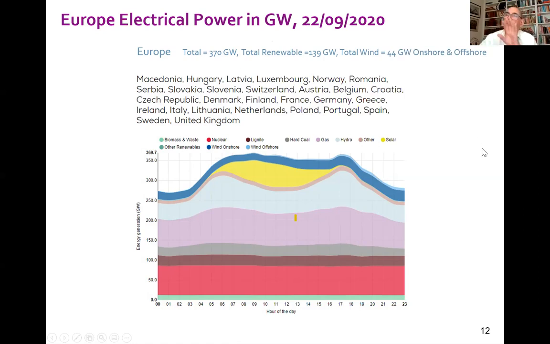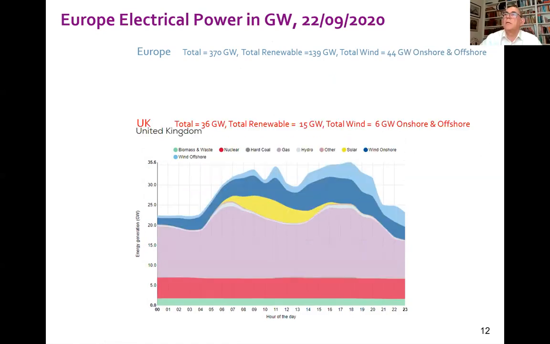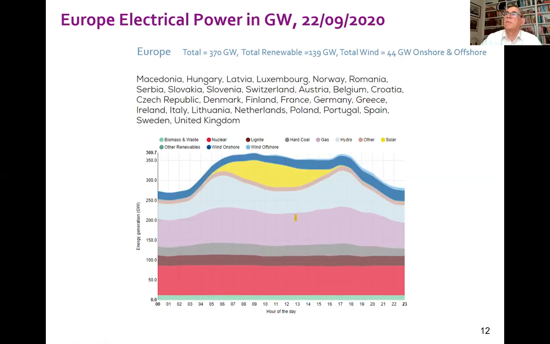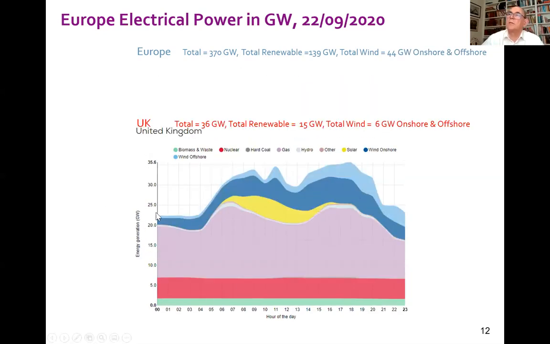Okay, so I just want to now narrow down to the United Kingdom. This is the United Kingdom's graph. It's got a different scale. And you can see that the UK is generating 36 gigawatts of electricity on this day. It's about a tenth of the whole of Europe, okay? Our renewables is 15 gigawatts. It's more than a tenth. We have more renewables because we're an island, because we're surrounded by sea, really. And you can see our onshore and offshore wind is a larger proportion than Europe.